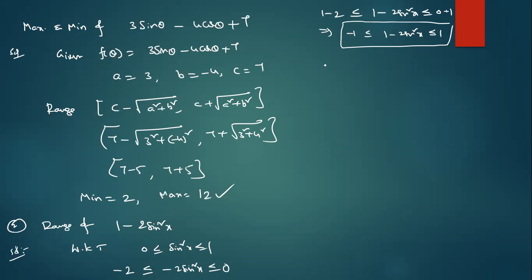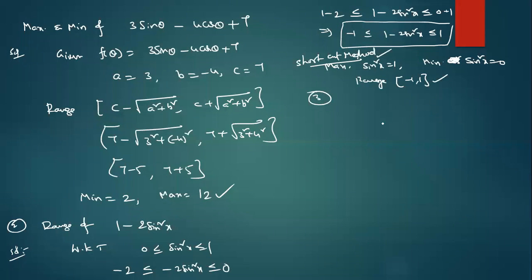So in this case, what is the maximum of sine square x? 1. Minimum of sine square x is how much? 0. So directly put these values in the given equation. That is the answer. This is the shortcut method. So what is the range? Minus 1 to 1.